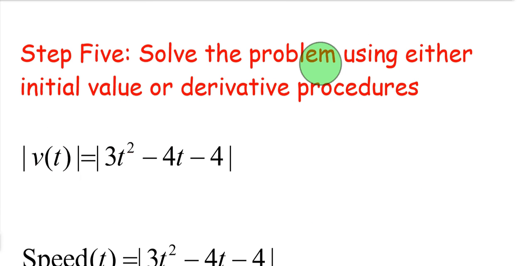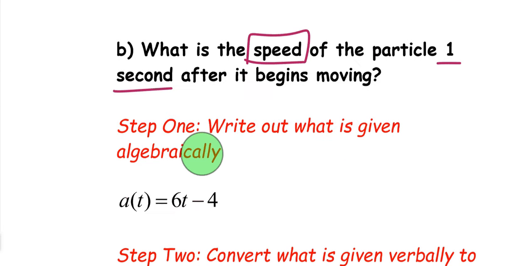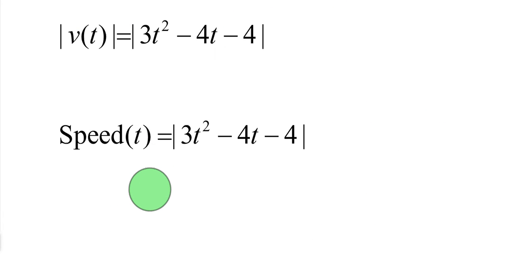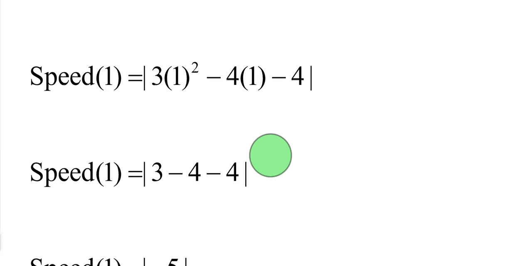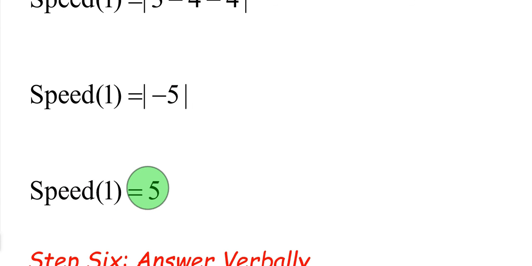Okay, now we want to solve the problem using either initial value or derivative procedures. From the previous example, we actually already figured out what the speed was. And if you haven't got a chance, just look at the previous example of when the particle was slowing down. Basically, just to give you a quick recap, you just integrate this, and then you take the absolute value of that, and that gives you its speed. So the speed is this equation right here, and then you're just going to plug in 1, right? So when you plug in 1, you get 3 minus 4 minus 4, which is negative 5. So its speed at t equals 1 is 5.